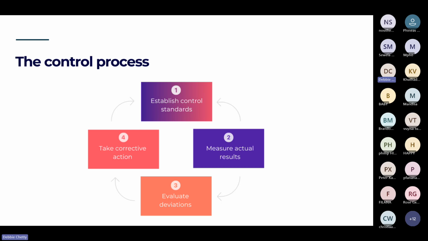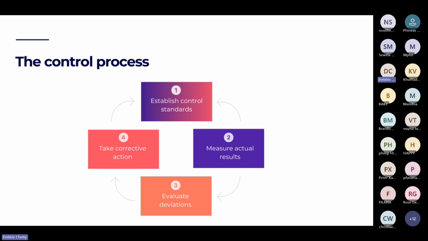Then you have step 2, which is to measure actual performance. This step involves collecting data and reporting on actual performance. The variables should be reliable and quantifiable to make meaningful comparison possible, right? And each of these steps is also explained in your study guide.